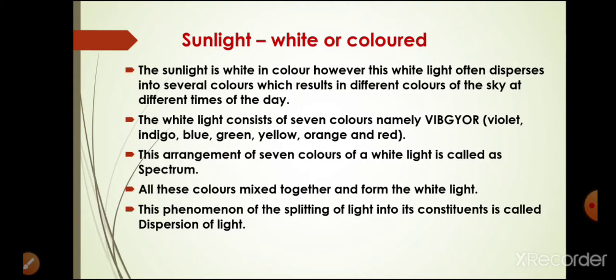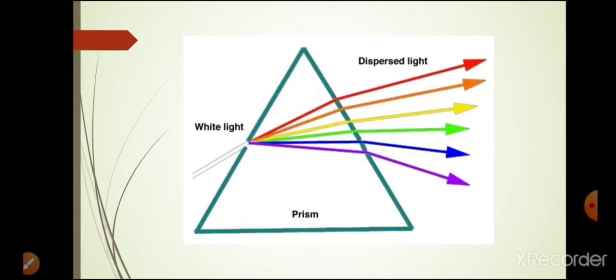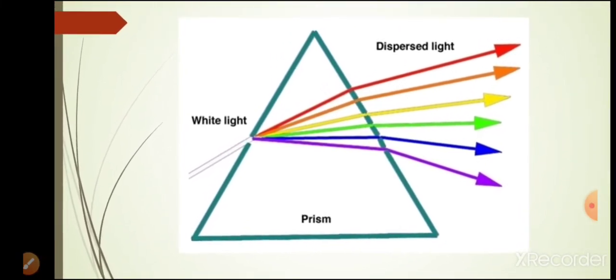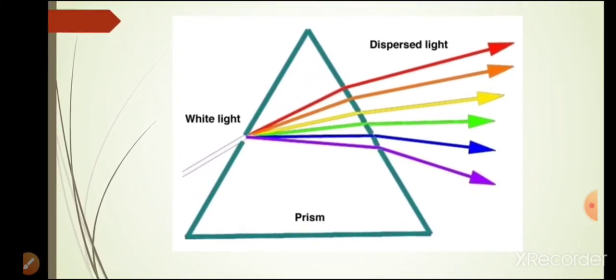Now students, you can see here this is the dispersion of light. This is an example of dispersion of light: the passing of sunlight through a prism. When white light passes through the prism, it disperses into 7 colors. Sir Isaac Newton was the first to obtain the spectrum of sunlight by passing sunlight through a prism.